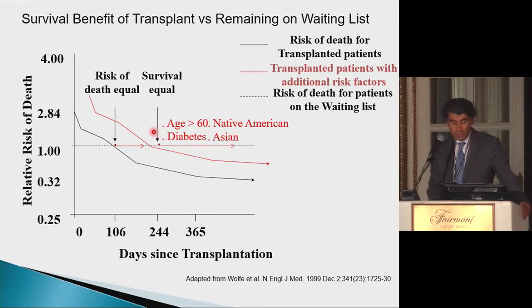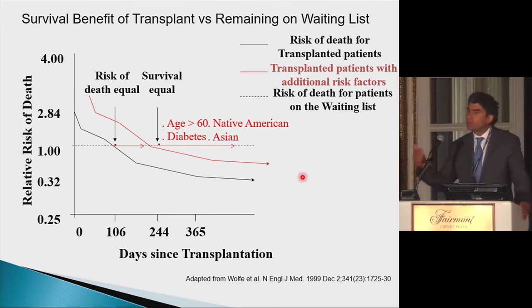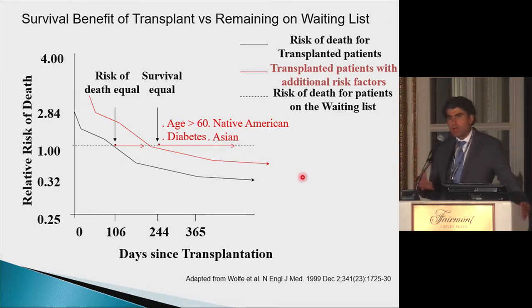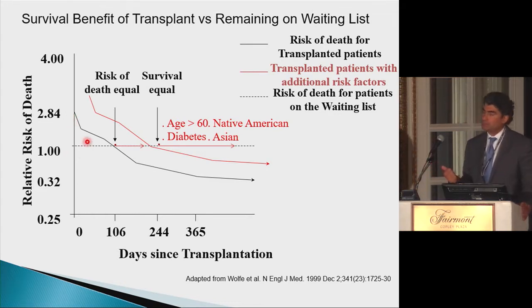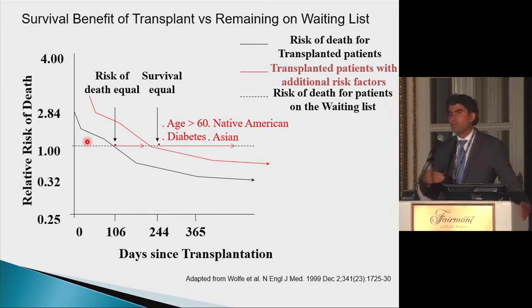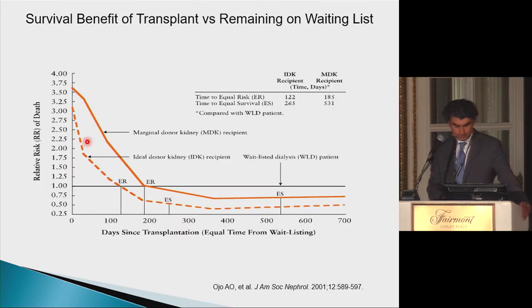And this line will shift to the right if we're talking about elderly patients, diabetic patients, Asian or Native American patients, which means that they will have higher relative risk of death and also will need longer time, up to 2 years for diabetics, to start benefiting from transplant. So this is why we do this thorough evaluation to really know which are those patients that have higher mortality early on, either to remove them from the list or modify their risk factors before they move to transplantation.